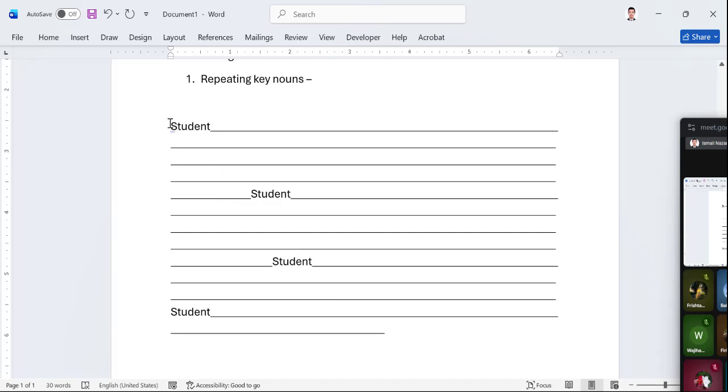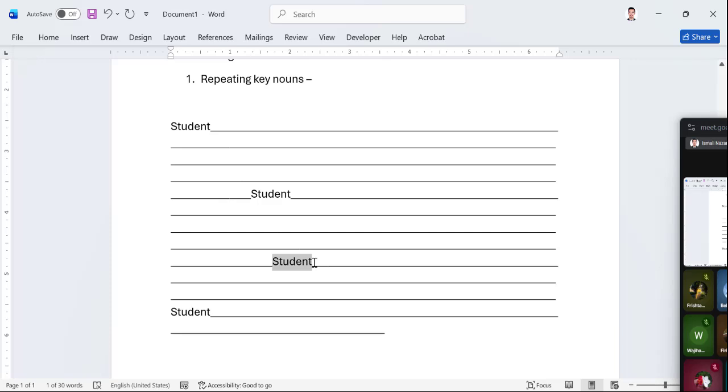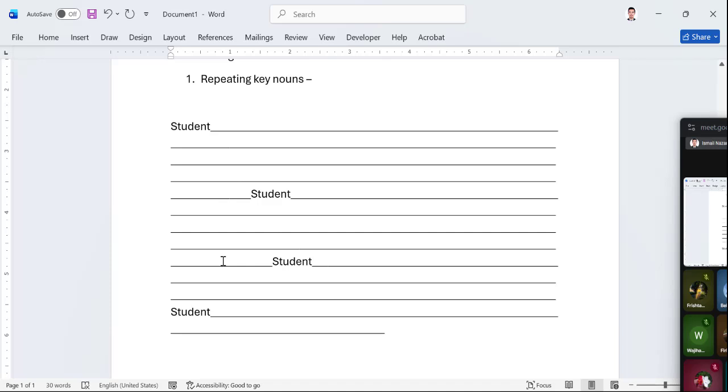Look, if I, for example, here use student, and then the next part if I say teacher, and then the next part if I say university, for example, the next part I say college, so it will be a different topic. It will not discuss about the same idea. So that's why repeating the key nouns especially would help us a lot in order to bring that logical connection and the smooth flow of ideas.